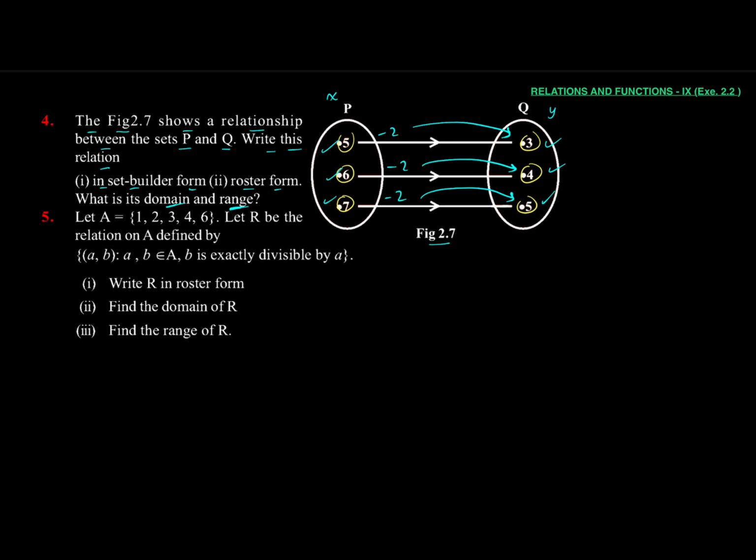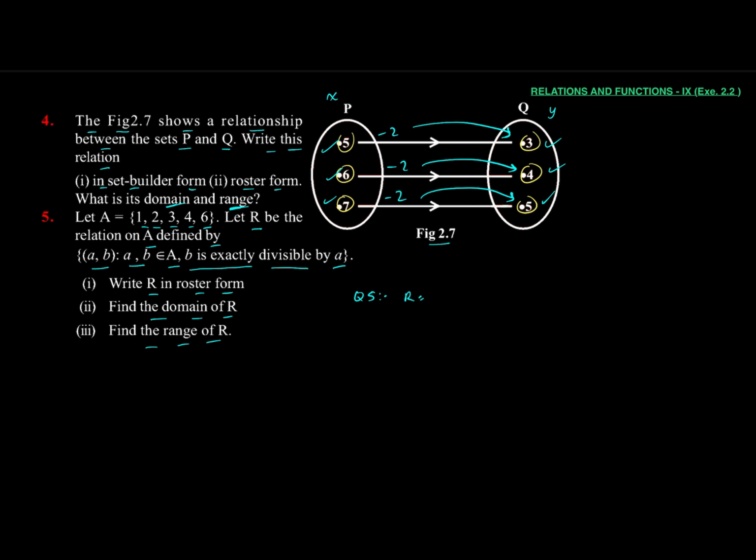Towards next question. Let set A contain elements 1, 2, 3, 4 and 6. Let R be a relation on A defined by a comma b such that both a and b belong to set A and b is exactly divisible by a. Part number first is write R in roster form. Part number second is find the domain of R. And part number third is find the range of R. So this is question number 5.